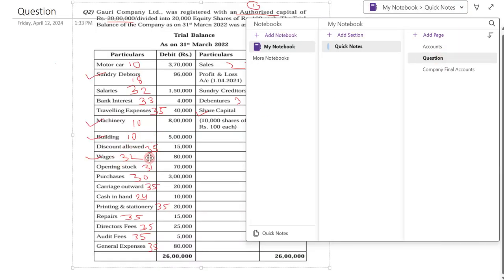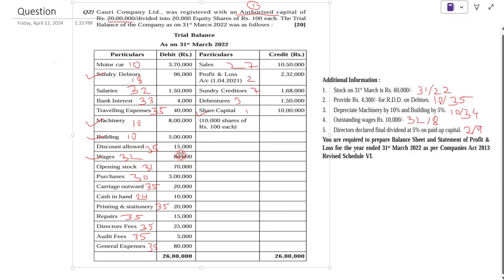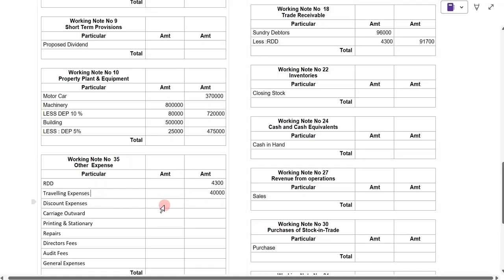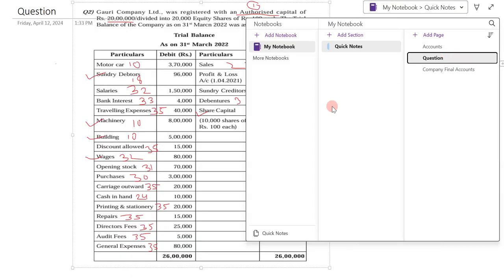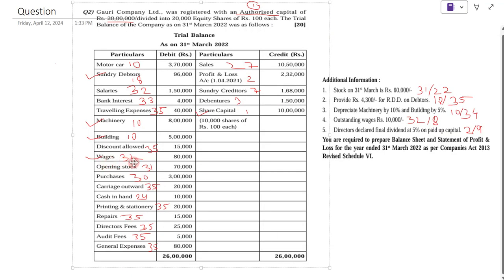Next is discount allowed, note number 35. Discount allowed is 15,000. Okay. Next, wages, note number 32. Wages is 80,000. The adjustment on wages is outstanding wages 10,000. So the first effect in note number 32, we have to add to 80,000, and the second effect we have to give in note number 8.